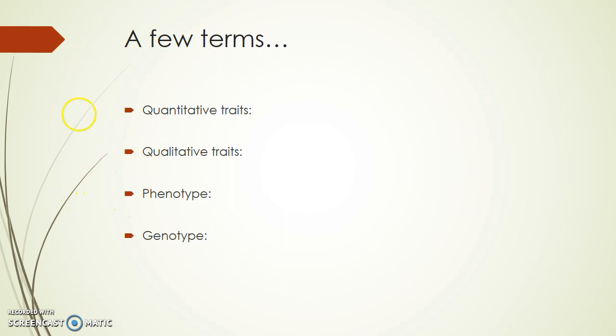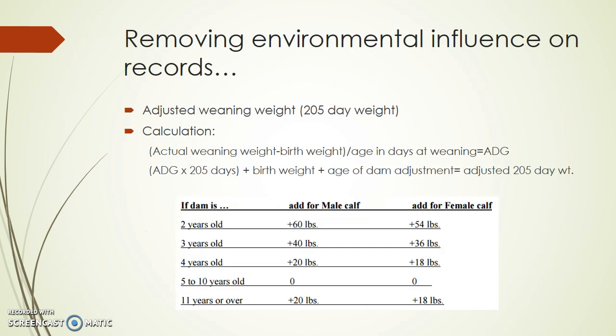Phenotype is going to be that actual physical appearance. Something that's important to remember with genetic decisions and genetic livestock selection is you have to try to remove as much of the external or environmental influence as possible on the records. This is going to be important for bull selection, or even female selection if you're trying to buy some elite females from somebody's sale.